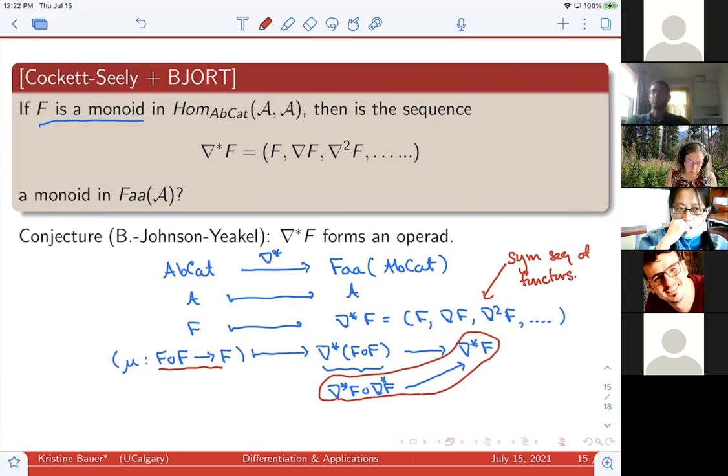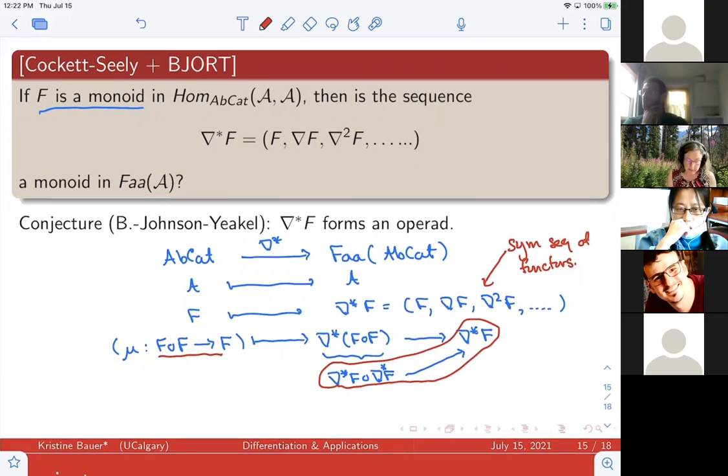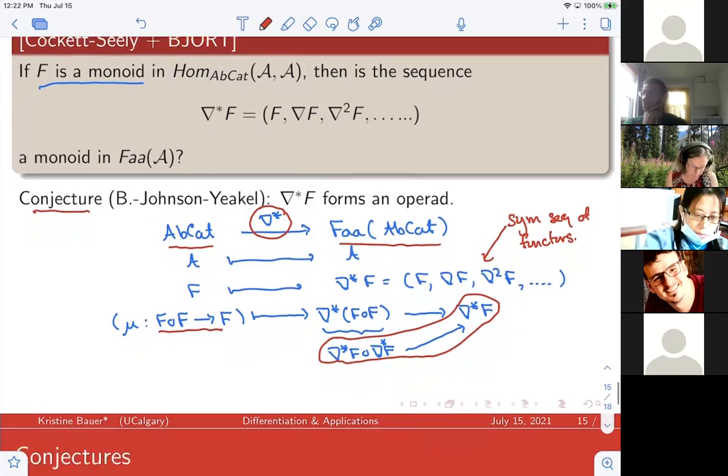Okay, the reason this is a conjecture and not a theorem is because of a number of things. So we know that ABCAT is a bicategory, so Sarah Yackel proved that already. But we don't know that Fa of a bicategory is again a bicategory. So that's something that we're in the process of verifying. I think it's true, but that's part of why this is a conjecture. And then we would need to know that the functor nabla star that you get from the Cockett and Seeley theorem is in fact a homomorphism of bicategories in order to know that the multiplication map in ABCAT was carried to multiplication in Fa of ABCAT. Okay, so that's what we're hoping for.